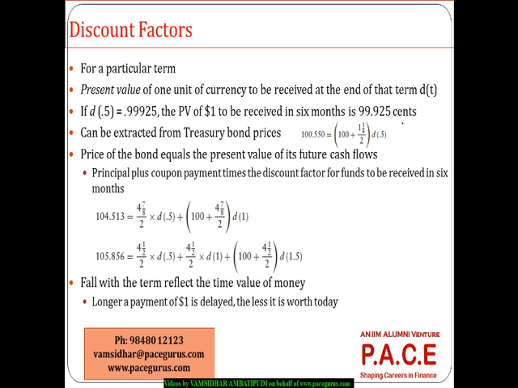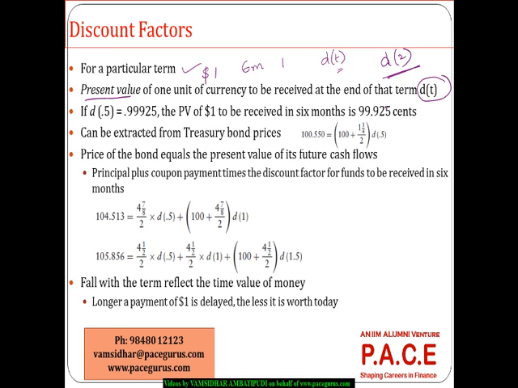Now, from here comes our understanding of a term called discount factors. And generally the discount factor is associated with a particular term. So I can call it the 6-month discount factor, 1-year discount factor. Generally we denote it by D of T. If I am saying D of 2, it is the discount factor for a 2-year period. And the way I am defining it is the present value of 1 unit of currency, let's say $1, that I am receiving at the end of that particular term.